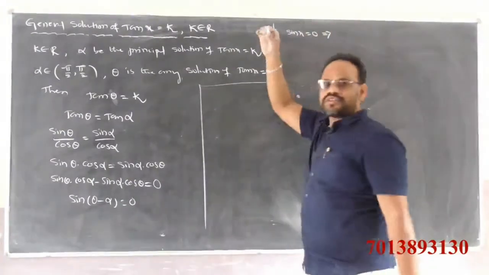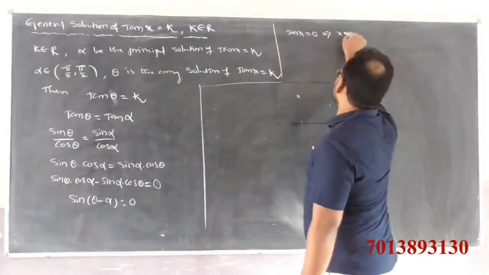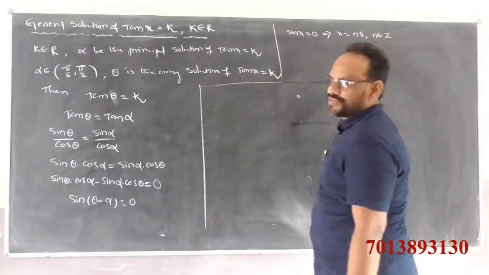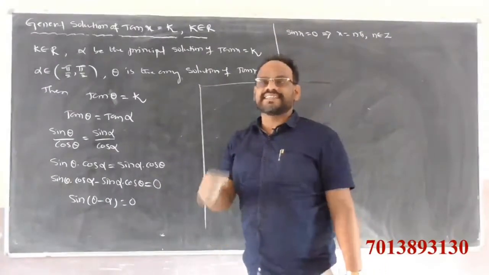What is the general solution of sin x equals 0? Clearly, x is equal to n pi, where n belongs to Z, is the general solution of the given trigonometric equation, that is sin x is equal to 0.